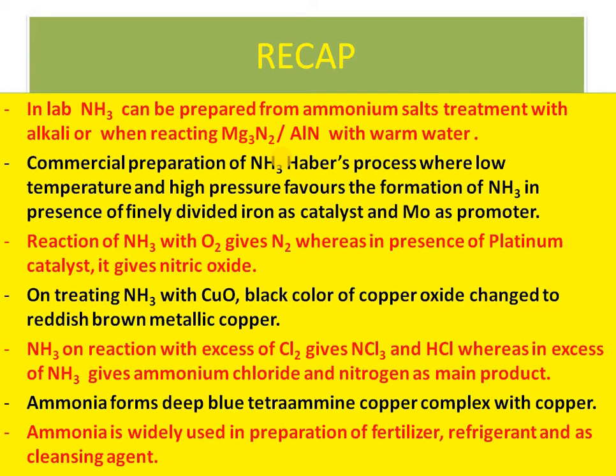Reaction of ammonia with oxygen in the absence of catalyst gives N2, whereas in the presence of platinum catalyst it gives rise to nitric oxide. This reaction is the basis for the preparation of nitric acid by the Ostwald process. On treating ammonia with copper oxide, the black color of copper oxide changes to reddish brown metallic copper. Ammonia reacting with excess chlorine gives NCl3, which is a yellow explosive liquid, and hydrogen chloride, whereas excess ammonia when treated with chlorine gives rise to ammonium chloride and nitrogen as main products.